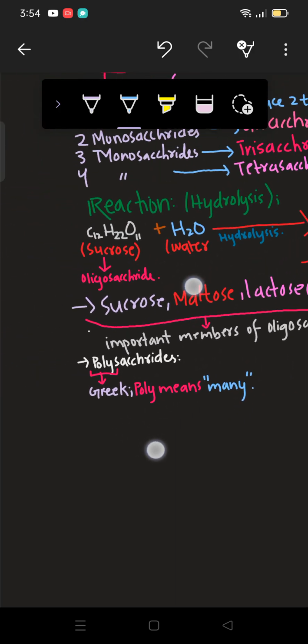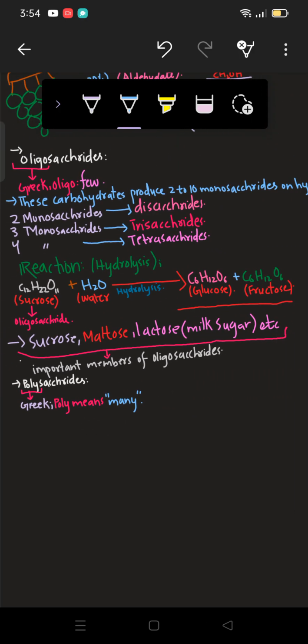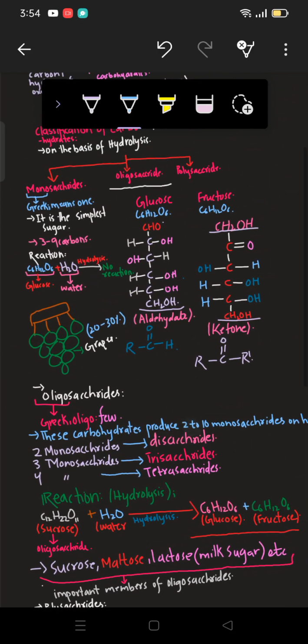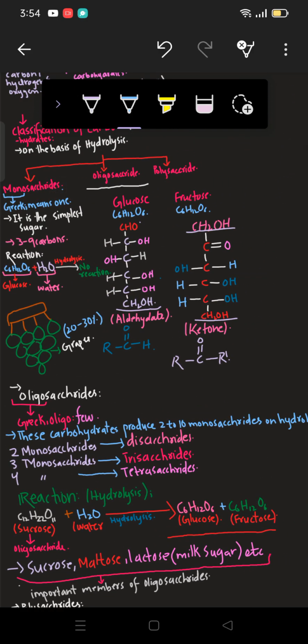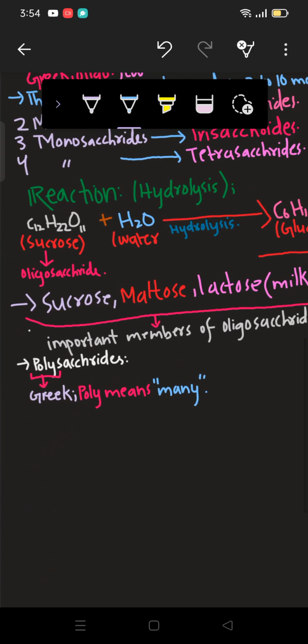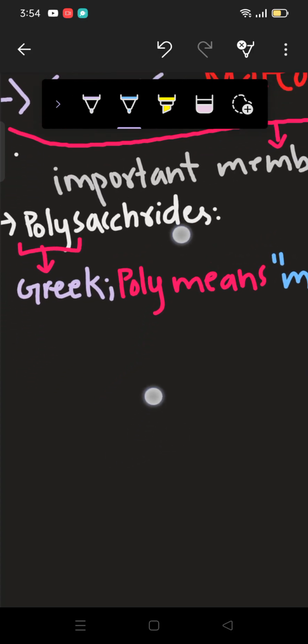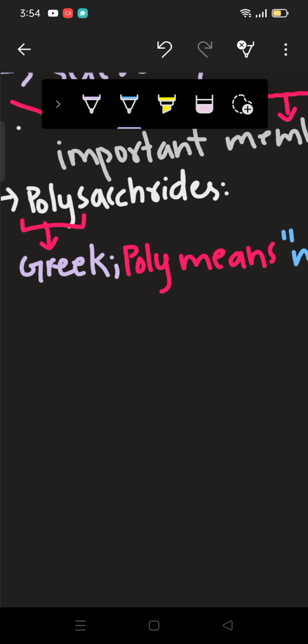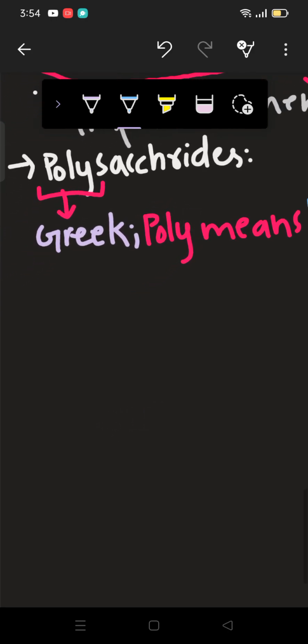So as you can see, we have discussed the monosaccharides as well as the oligosaccharides. Mono means one only and oligo means few. Now poly means many, like there would be many more monosaccharides. Initially we should talk about the definition of the polysaccharide. What are the polysaccharides? We have discussed the term, poly means many, and now we are going to discuss the definition.